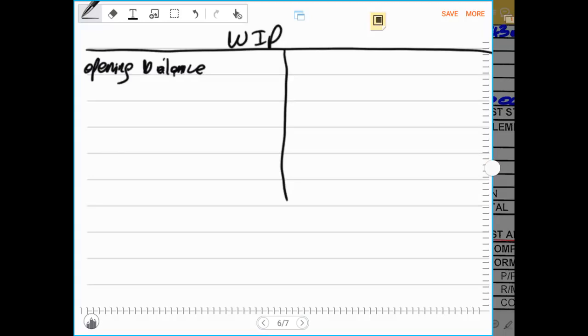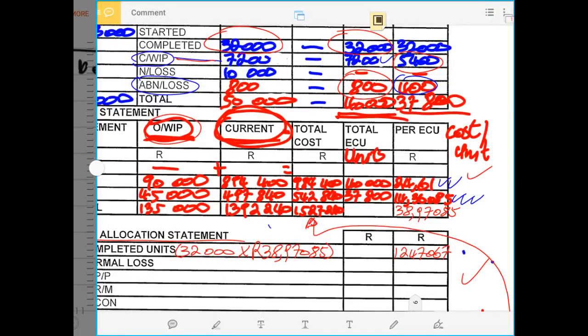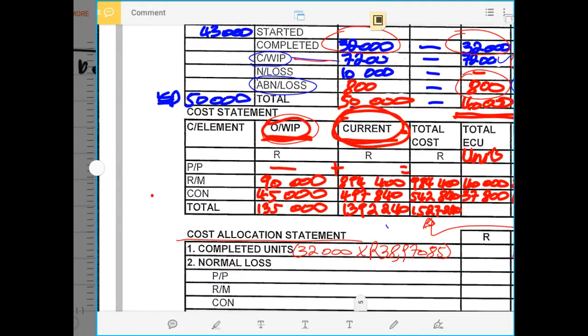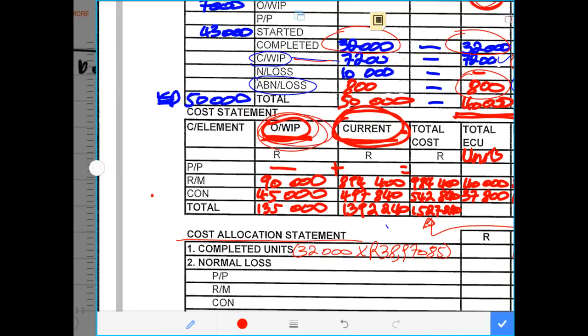And our opening balance in this case will have to be the opening balance as we see in the allocation statement. So now let me just go and check that opening balance for you. Where will this opening balance come from? Here we do have the column of the opening balance. So now our opening balance will be a total of 135,000. That will be the opening balance when we do the work in process.